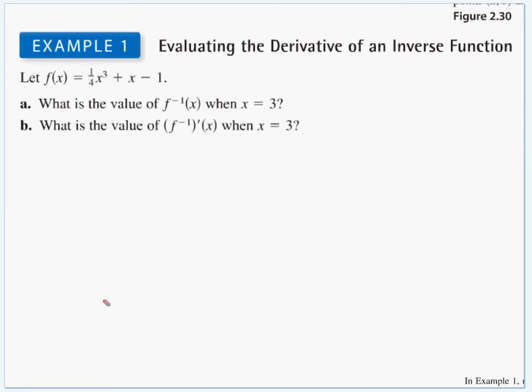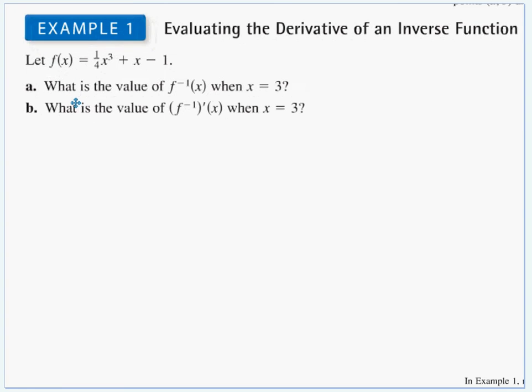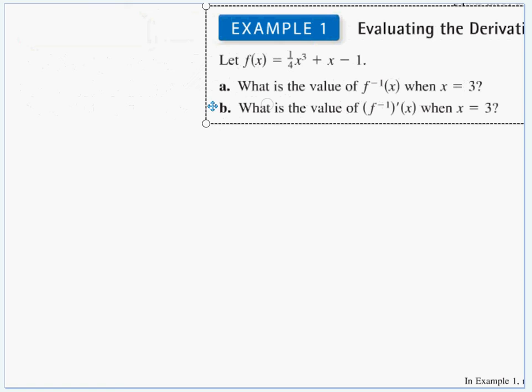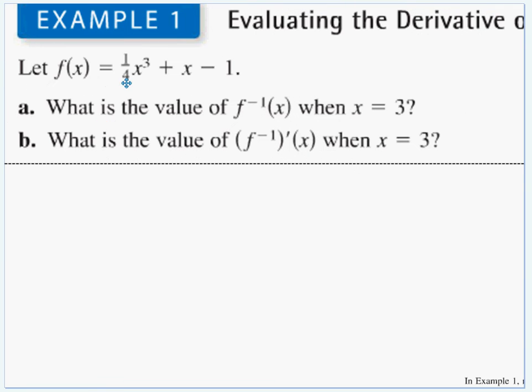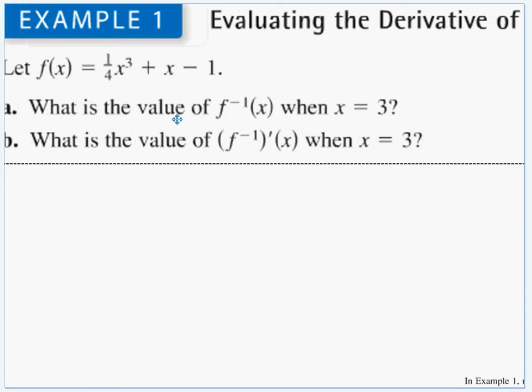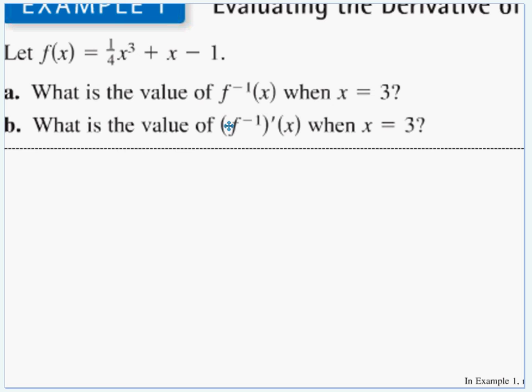Now, this Example 1 can be a little intimidating, but I think I've got it down to a point where I can make this pretty simple. So they give us f of x, that is 1/4 x cubed plus x minus 1. Part A, what is the value of the inverse function, f inverse, when x is equal to 3? And part B, what is the value of f inverse prime, the inverse's derivative, when x is equal to 3?